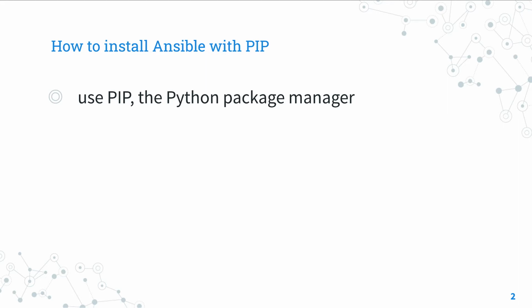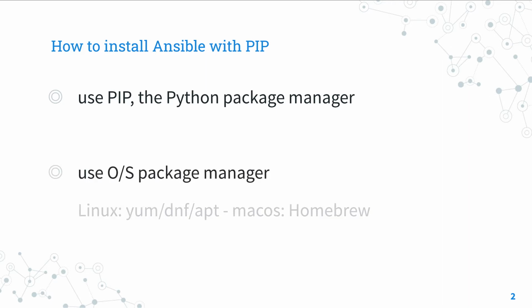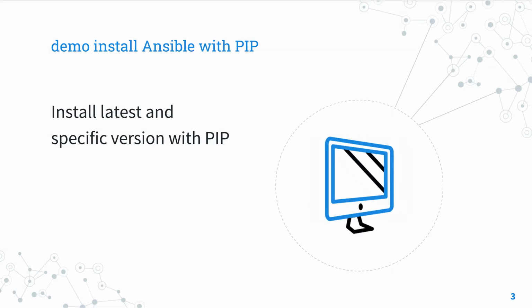And for macOS, Homebrew. This second approach puts more emphasis on stability, so the latest release could be not available. So, if you really need the latest release of Ansible, I would suggest you to use PIP.